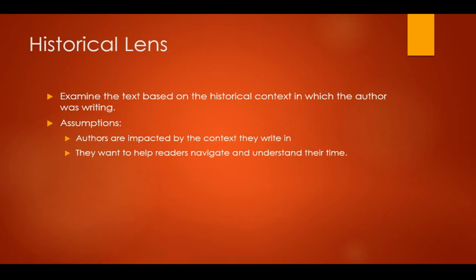Someone that's writing today might have a reaction to the situation with ISIS, or someone writing in the early 2000s might be responding to September 11th, 2001. And the idea is that they want to help readers navigate and understand their time. The biggest reason that dystopian lit and shows about zombies are incredibly popular right now is because we've started to really think about what happens if there's some big catastrophe. What happens if the world were to end as we know it? And so authors are trying to help readers navigate and understand all of those elements about our time.